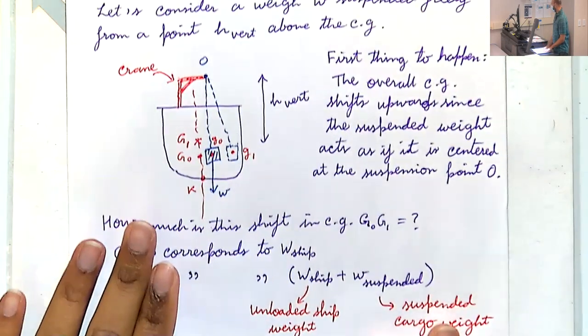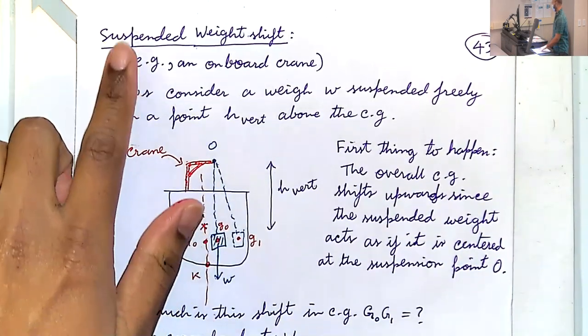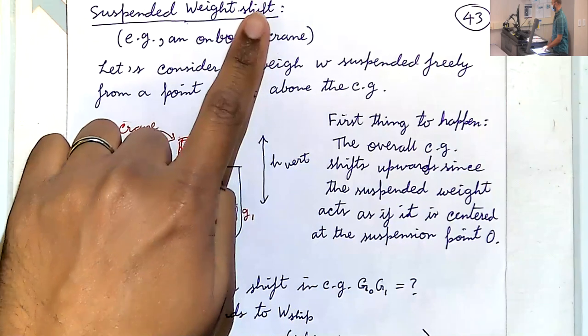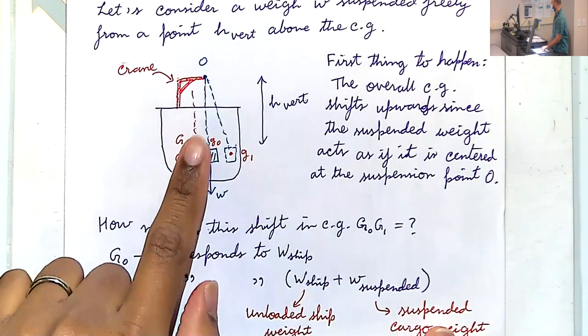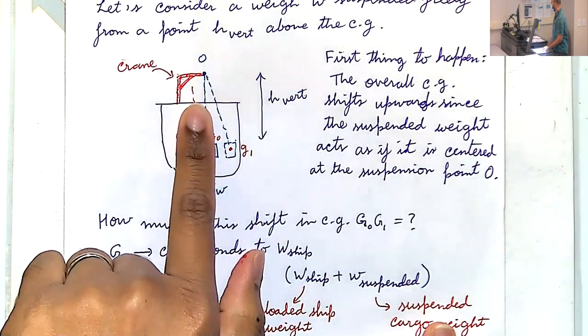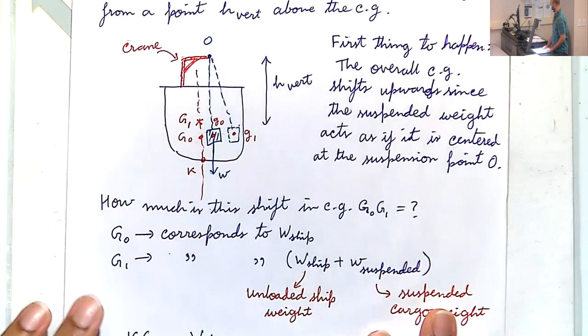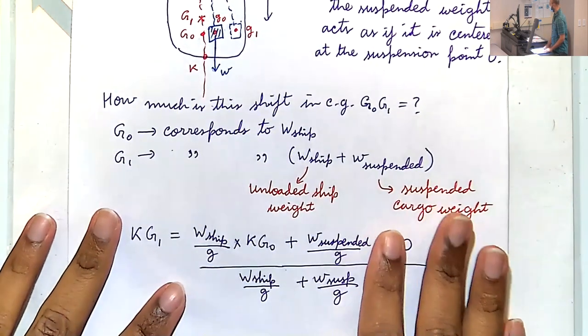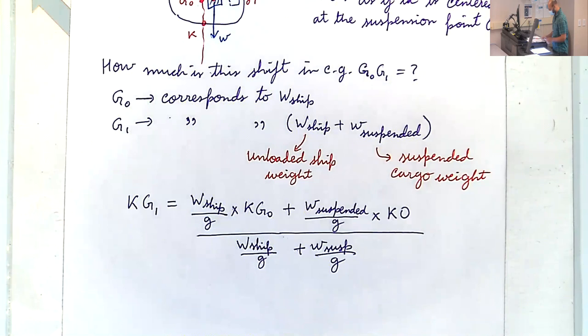So just remember that main point: suspended weights. That happens when you start tensioning the cable. You get a loss in stability. Anything else?